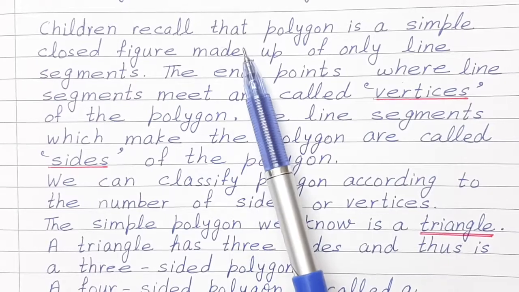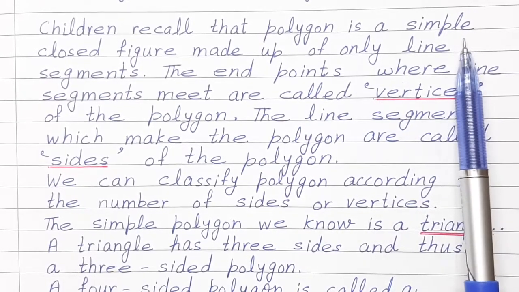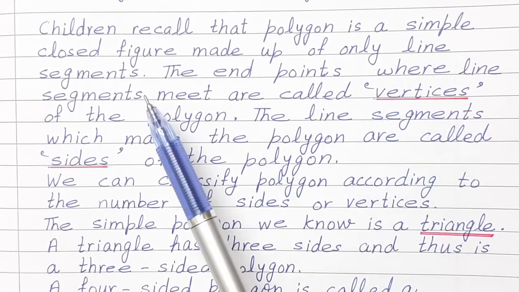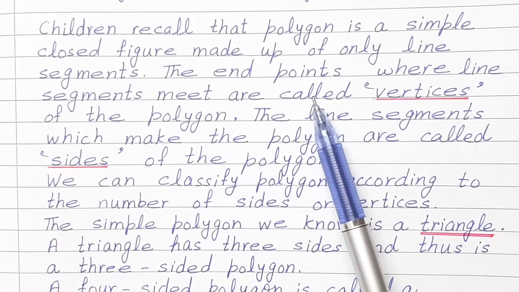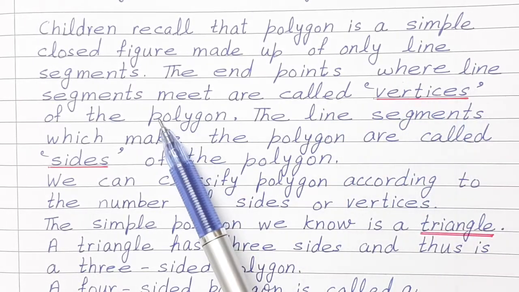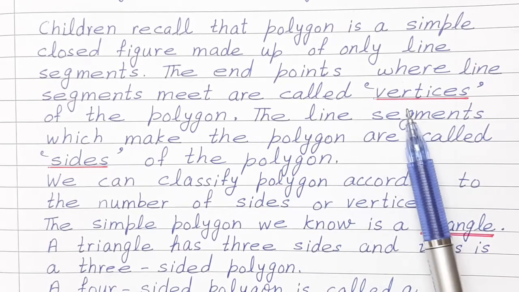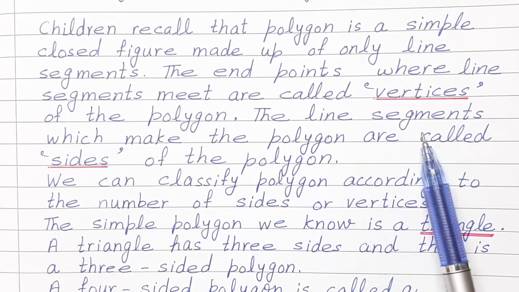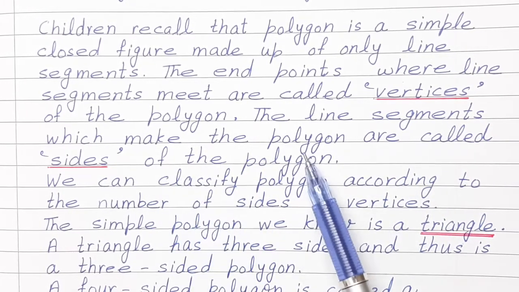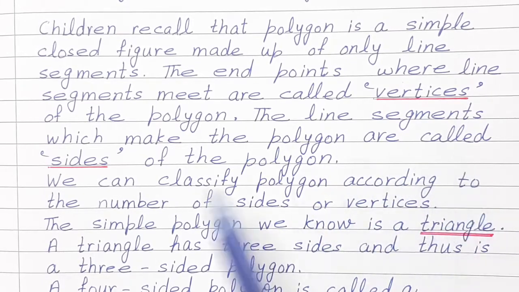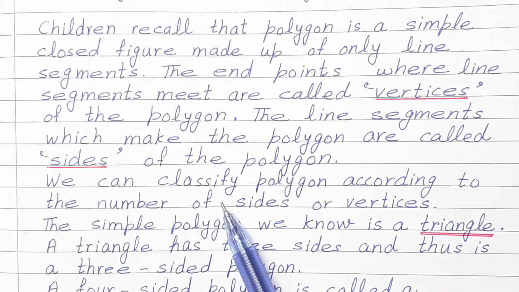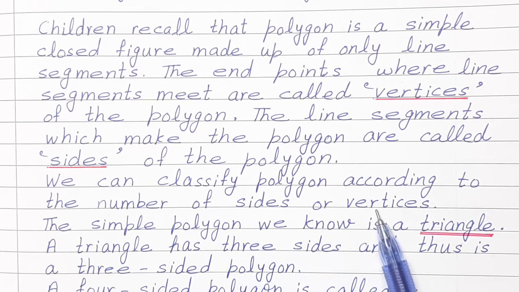Children, recall that a polygon is a simple closed figure made up of only line segments. The endpoints where line segments meet are called vertices of a polygon. The line segments which make the polygon are called sides of the polygon. We can classify polygons according to the number of sides or vertices.